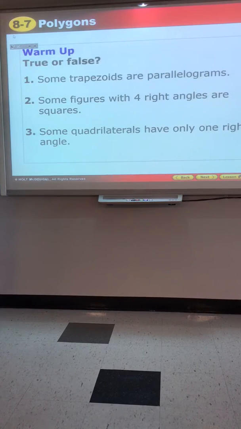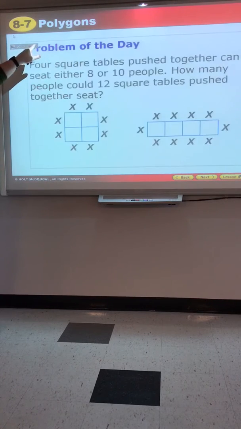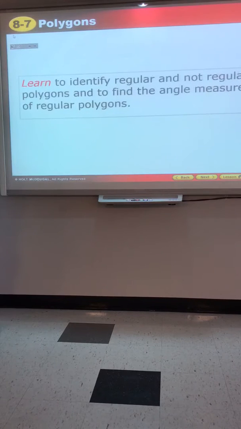Polygons. Now, some trapezoids are parallelograms. Is that true or false? Trapezoids only have one parallel side, or a pair of parallel sides. Parallelograms have two. Some figures with four right angles are squares. That is true. Some are also rectangles that aren't squares. Some quadrilaterals have only one right angle. That can be true. Good job, proud of you.